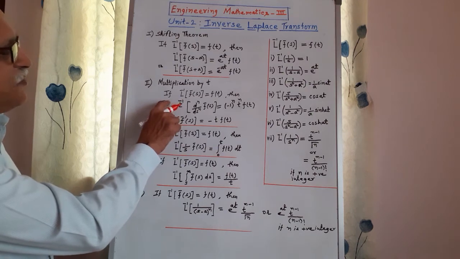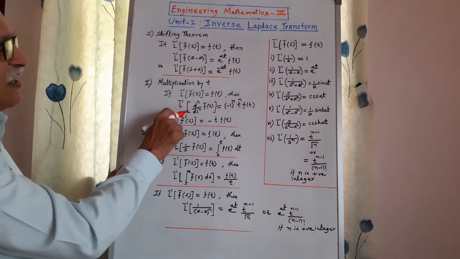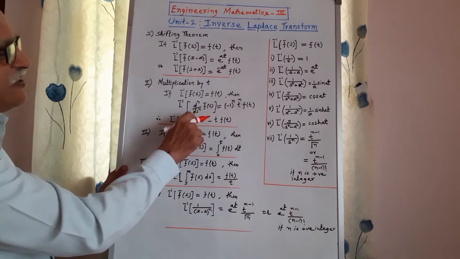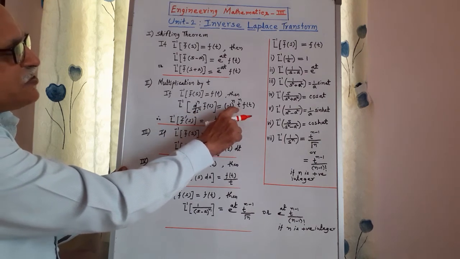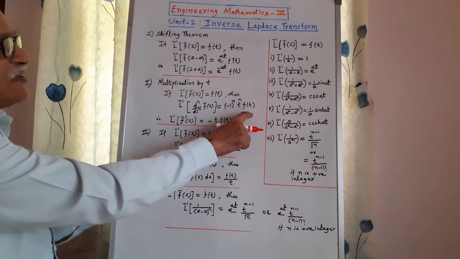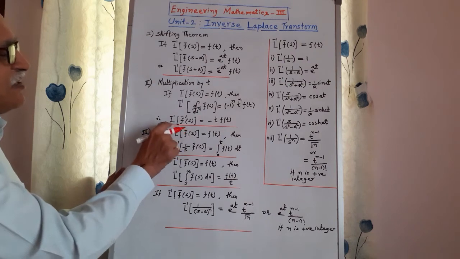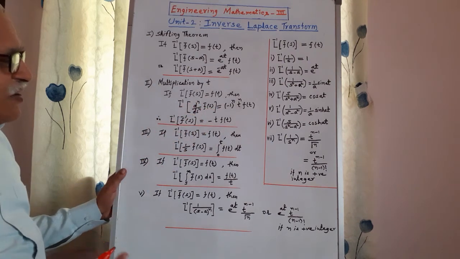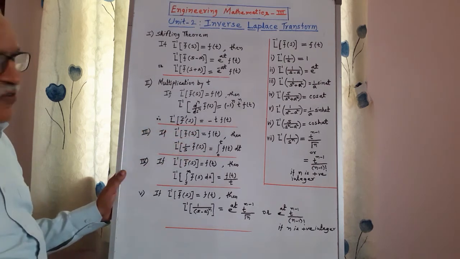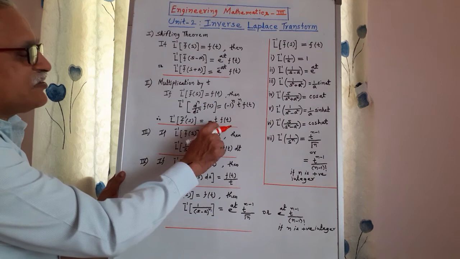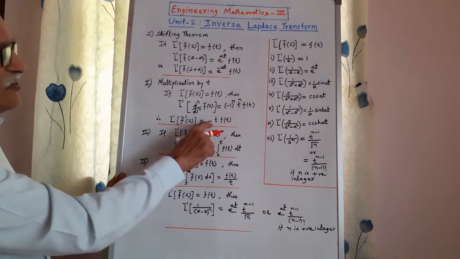Second theorem, multiplication by t theorem. Statement is like this: if inverse of f bar of s is f of t, then inverse Laplace of nth derivative of f bar of s is minus 1 raised to n t raised to n f of t. And using this we can obtain a sub result. If we consider the value of n as 1, inverse of f dash of s, first order derivative, is minus t f of t, or t f of t into minus 1. This is the result.